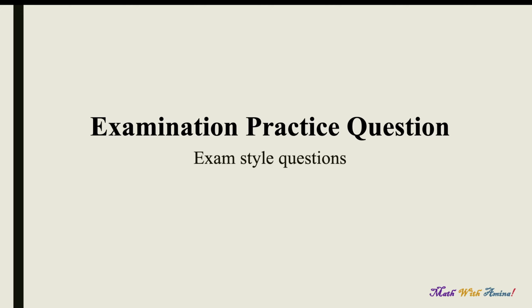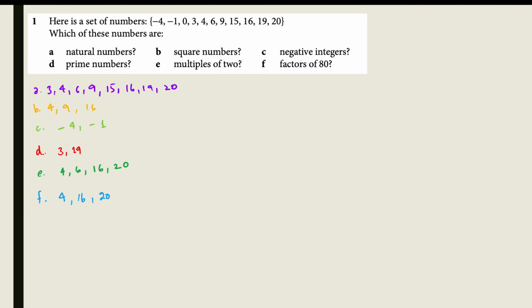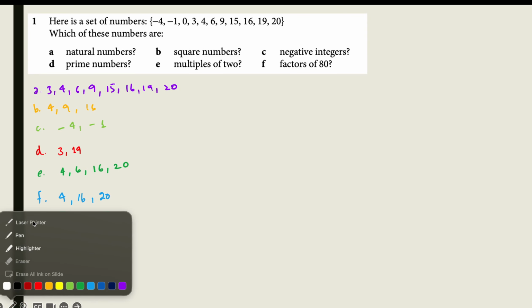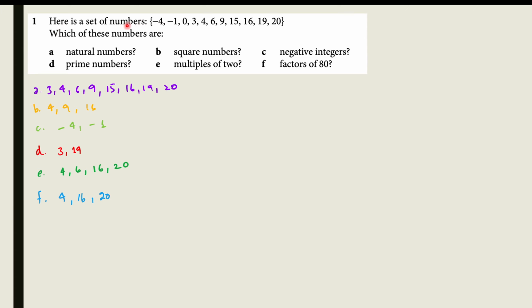First question of the examination practice questions. In here we are given a set of numbers. As you can see, in the set we have -4, -1, 0, 3, 4, 6, 9, 15, 16, 19, and 20. And we are asked which of these numbers are natural numbers, square numbers, negative numbers, prime numbers, multiples of 2, and factors of 80.